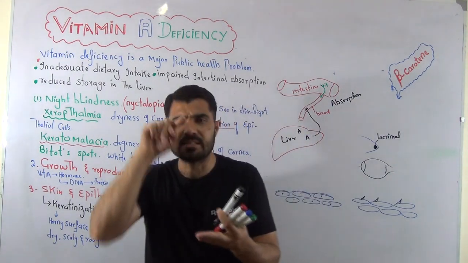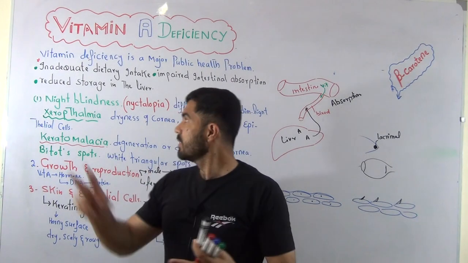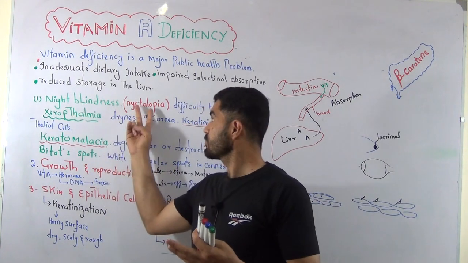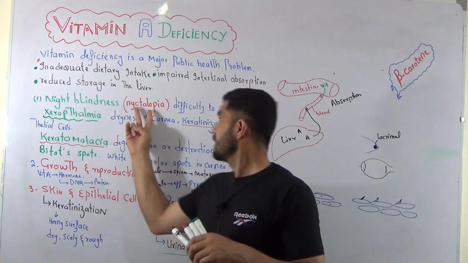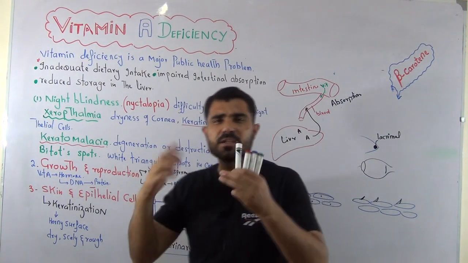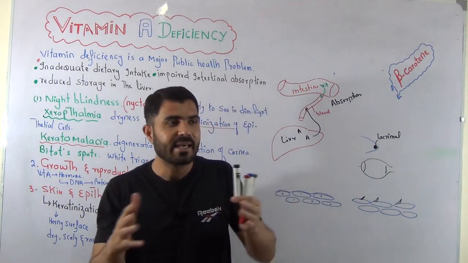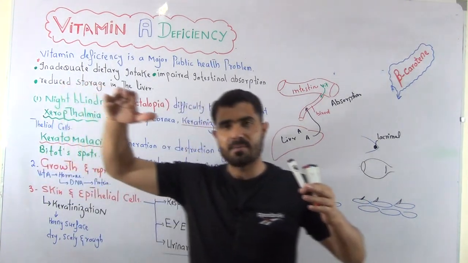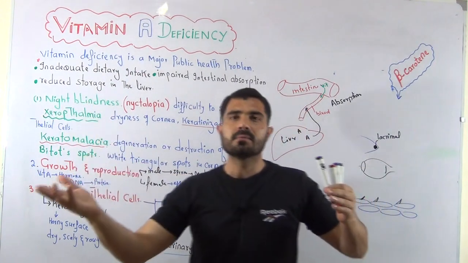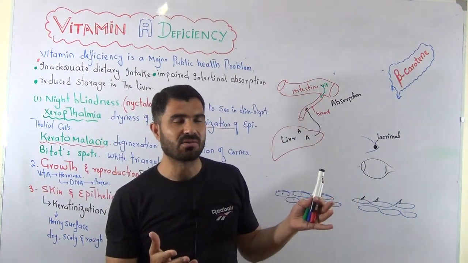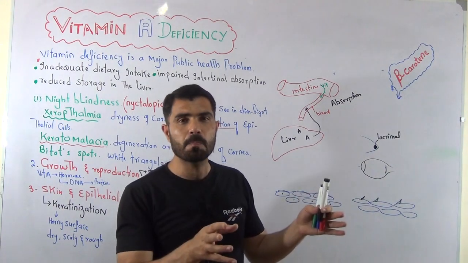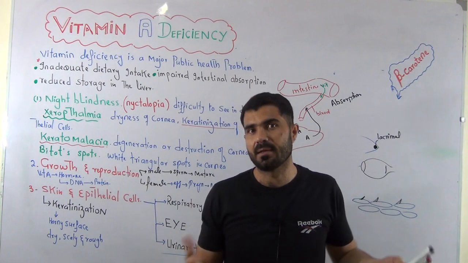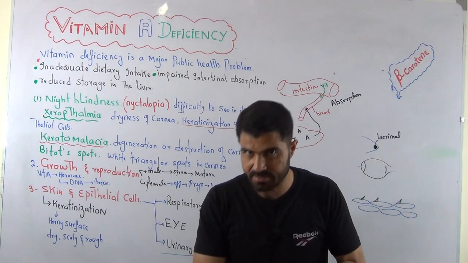So if vitamin A is deficient, what will happen? Night blindness will be there. Night blindness is also called nyctalopia. In this, the person feels difficulty to see objects in the dim light, not in the daylight, but in the dim light. When he or she enters a room where there is no light, only dim light, he or she cannot see objects properly. This is called night blindness. So this is the first thing.